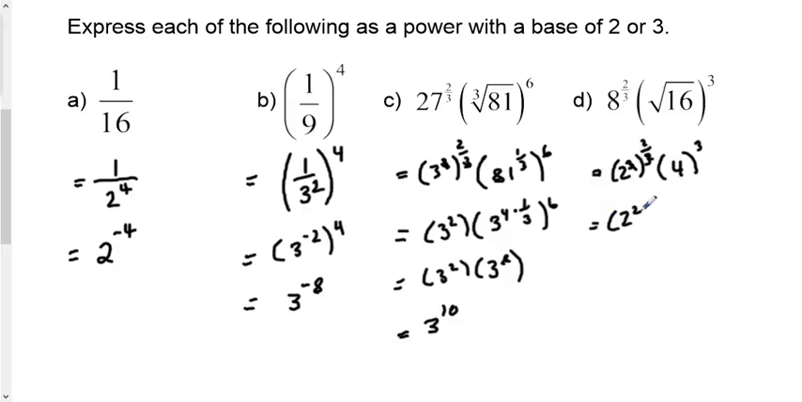So I have 2 squared times 2 squared cubed, meaning I've got 2 squared times 2 to the 6. Same base, add our exponents. I have 2 to the 8.